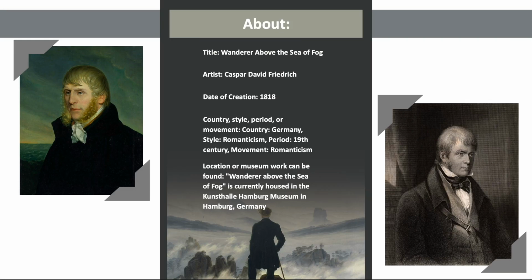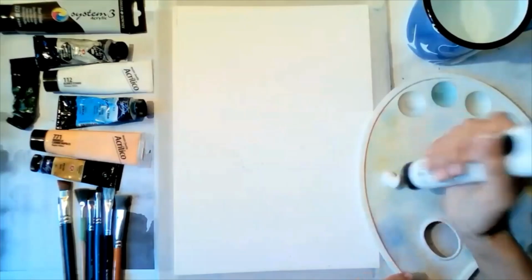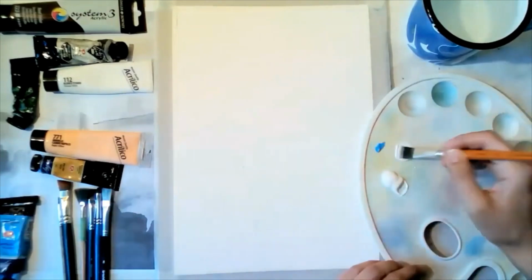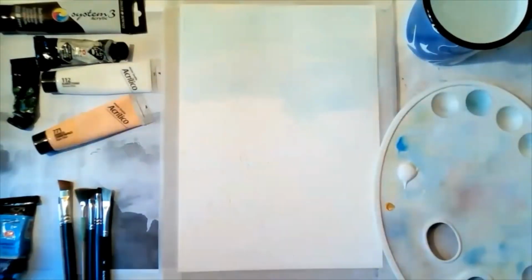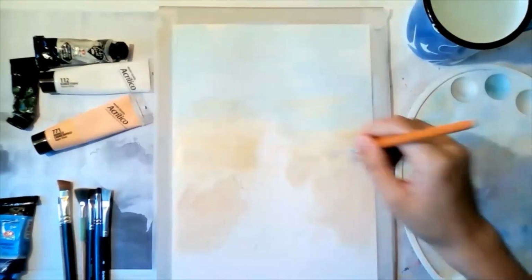Wanderer Above the Sea of Fog is a famous oil painting created by German Romantic artist Caspar David Friedrich in 1818. The painting depicts a lone figure standing on a rocky outcrop, looking out into a vast, misty landscape of mountains and valleys below, shrouded in fog. The figure is shown from behind, with his back turned towards the viewer, wearing a dark coat and a top hat, gazing into the distance with his arm crossed. The overall mood of the painting is one of contemplation, solitude, and the sublime power of nature.